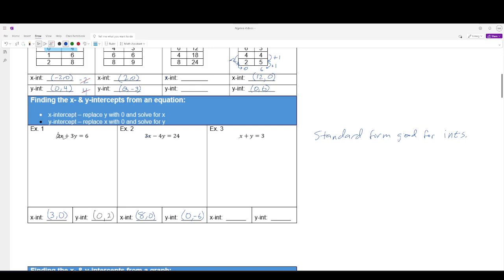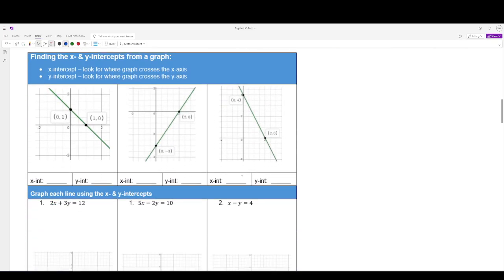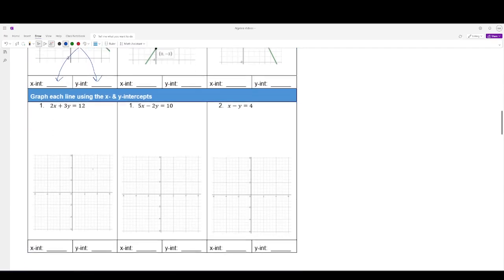And the last one, since we have one x and one y, if I just cover up x or y, both of these are 3. So my x-intercept is (3, 0), my y-intercept is (0, 3), and that's that. Okay, and finding from a graph, we literally just look like we did in the warm-up question. We look at the dots where the x and y intercepts are, and we write them down. I'm going to skip that because we did the one in the warm-up. So a little trivially easy on that.